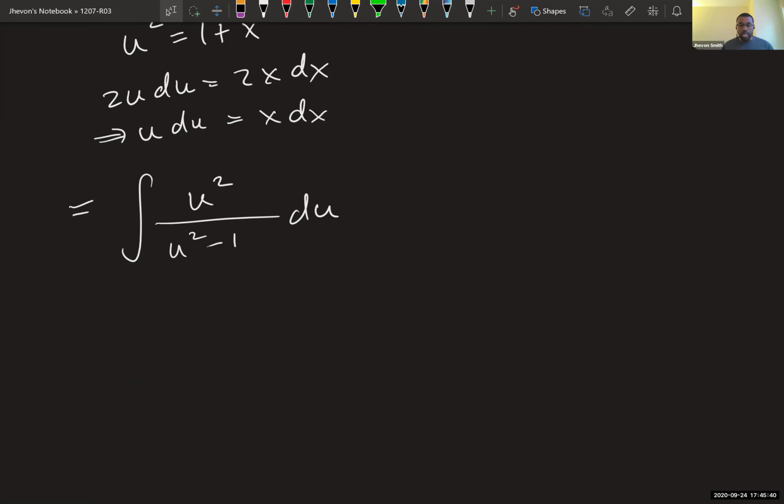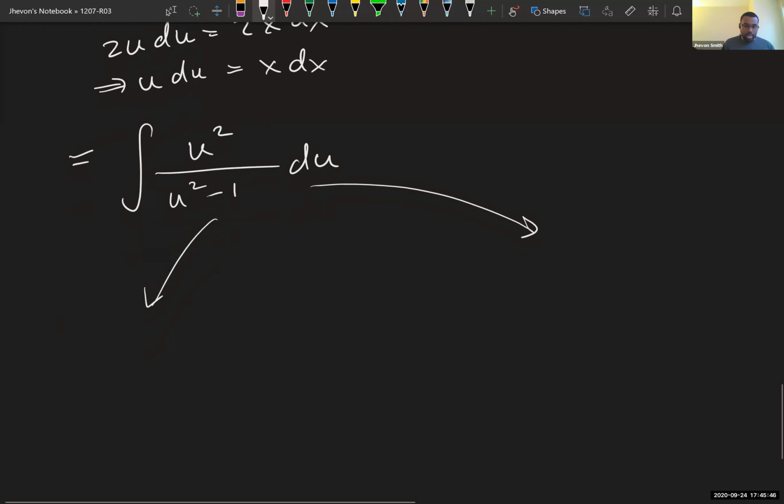And once you get here, there are a couple options, right? So from here, you can go a couple ways. You can go the inverse tanh route, or you can do the partial fractions route.